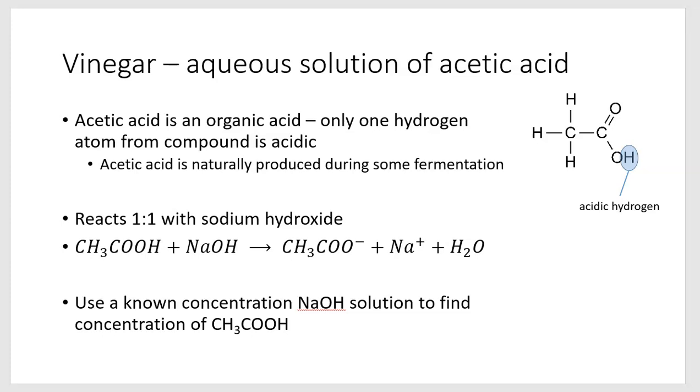So first off, let me tell you a little bit about vinegar. It's a solution of an organic acid, a carboxylic acid. Those are usually synonymous. It's a solution of acetic acid, and it's usually about 5% acetic acid in water. Acetic acid is naturally occurring. It gets produced in a number of different places in living organisms. Fermentation is one common way.